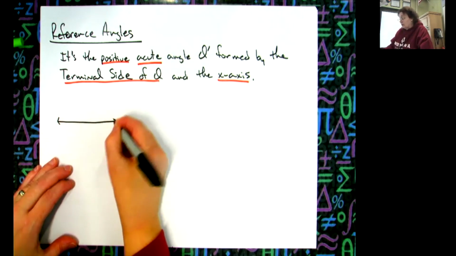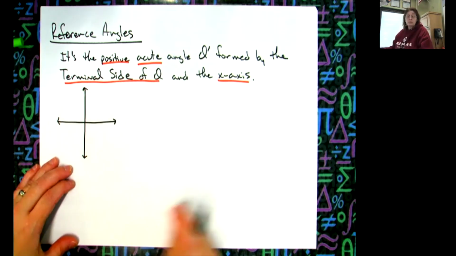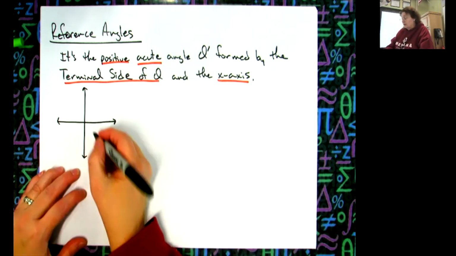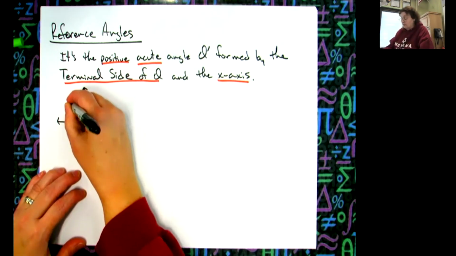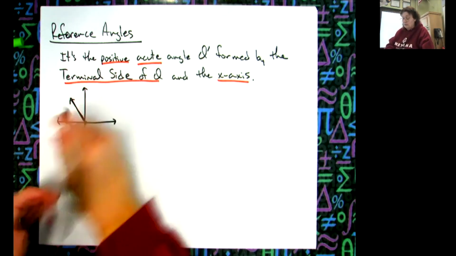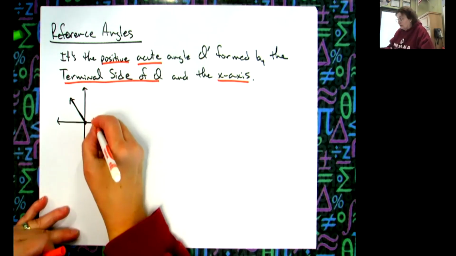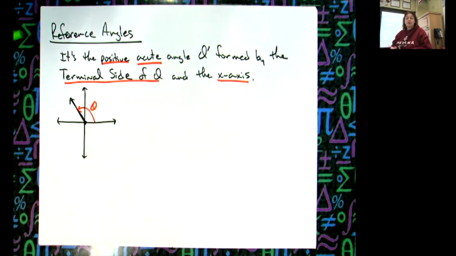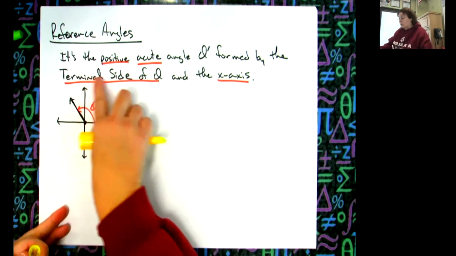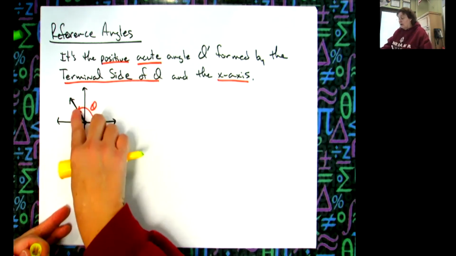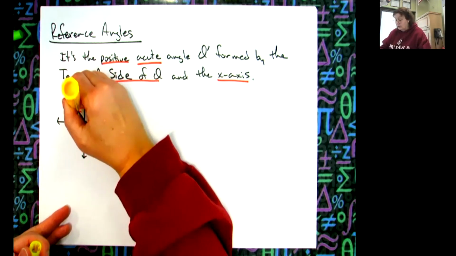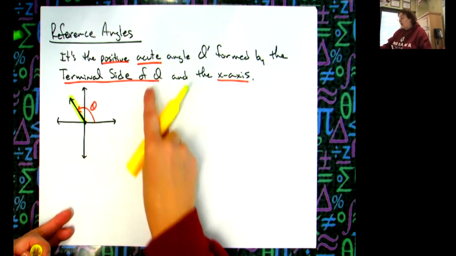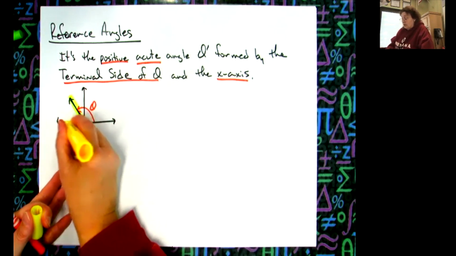Okay, so let's do this. Let's suppose that my theta goes from here to here. All right, there's my theta. So you're going to have some angle theta. Now, if I want to know what my reference angle is, the reference angle is going to be formed by the terminal side of theta. Well, I started here and I ended up here. So here's my terminal side of theta, and here's the x-axis.